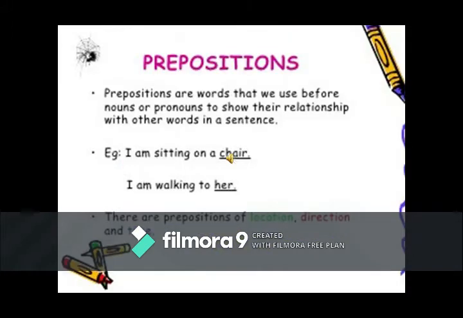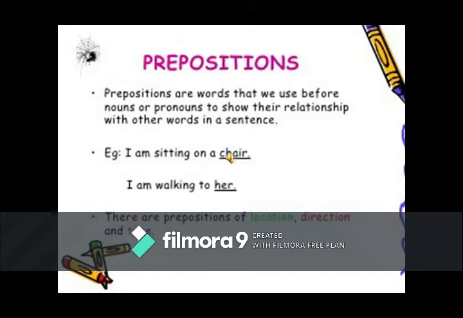As we see here, prepositions are words that we use before nouns or pronouns to show their relationship with other words in a sentence. In the first example, I am sitting on a chair. Where is the preposition here? The preposition is on, excellent, and it precedes the noun. Second example, I am walking to her. Where is the preposition here? The preposition is to, excellent, and it precedes the pronoun.